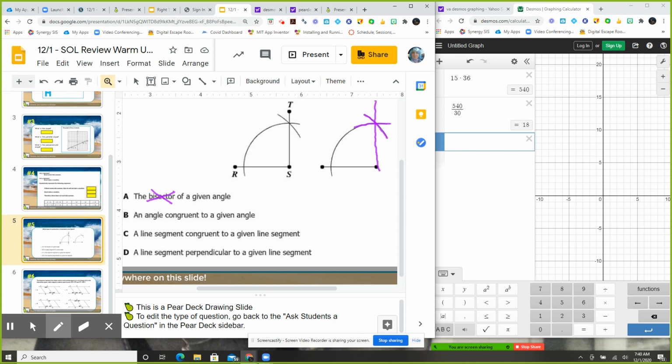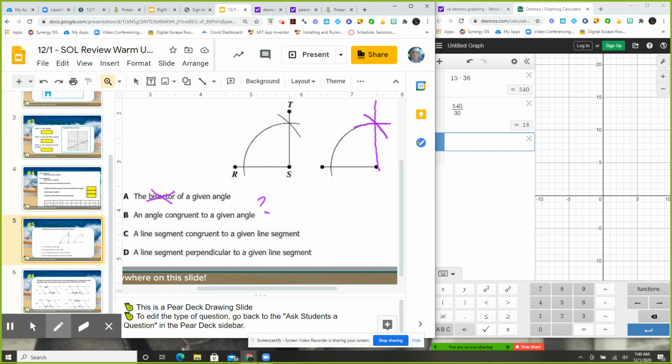So an angle congruent to another angle. Do we have 2 congruent angles here, one on the left and one on the right? Yes or no? Just shout it out. Nobody's judging. Yeah, we do. I'm not super certain of it, so I'm going to put a question mark there.